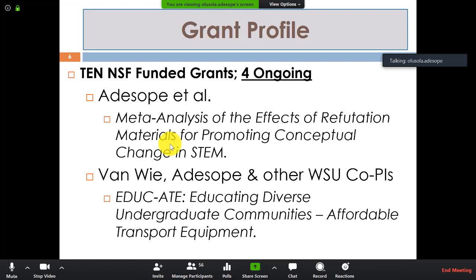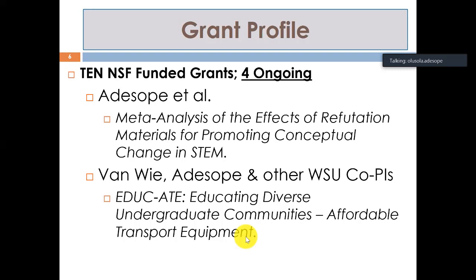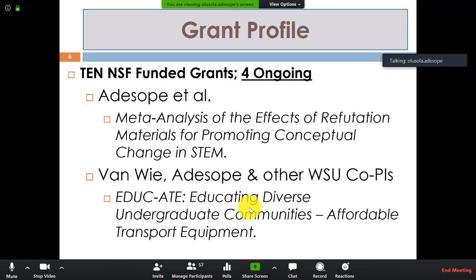The second one is a huge grant, close to $3 million. It's called the EDUCATE Project, an acronym for Educating Diverse Undergraduate Communities, Affordable Transport Equipment. This is teaching key engineering principles using hands-on, low-cost desktop learning modules. It's a nationwide project. We are broadly disseminating the use of these fabricated low-cost desktop learning modules. We're close to 55 different universities now that we're working with in the United States, and NSF is actually giving us more money to be able to work on this now.